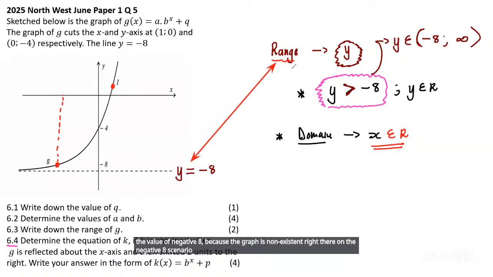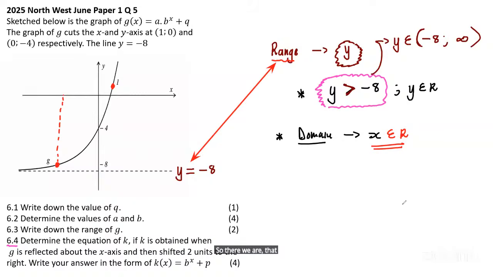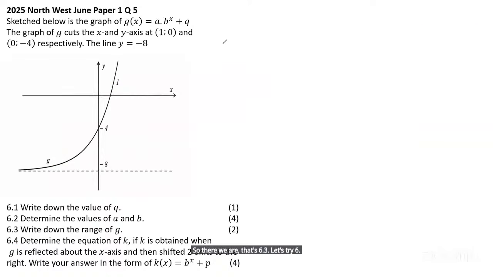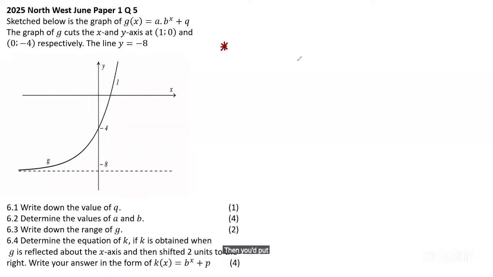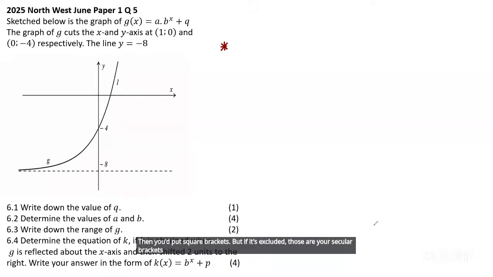So there we are. That's 6.3. Let's try 6.4 quickly together, step by step. People are asking for the other format. I think I've put it across to say this is how the other format is. When it is included in the interval notation, then you'd put square brackets. But if it's excluded, those are your circular brackets.